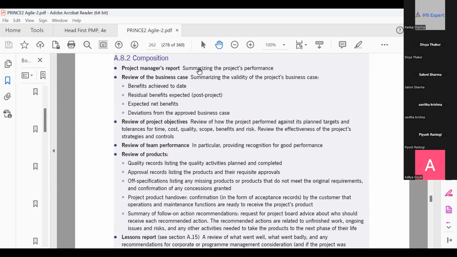Now, let's start from the key content. We have discussed the business case. Should we measure the performance of the project with respect to the business case or not?